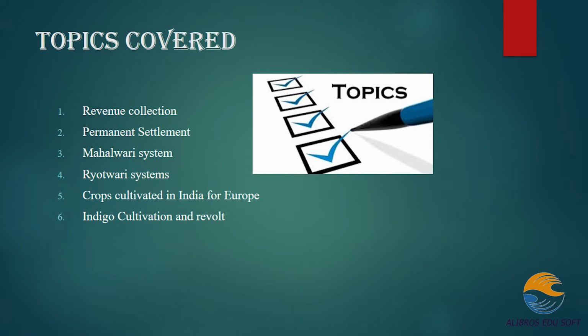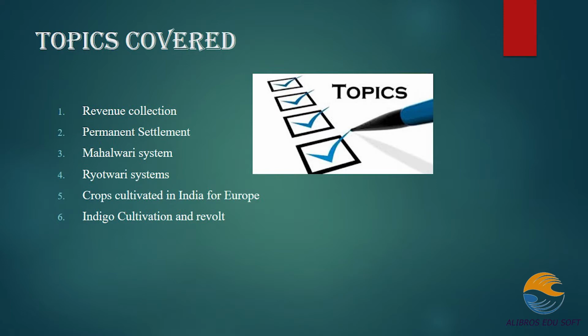In this chapter, we will be dealing with the different types of revenue collections during the period of British rule and the ways the British had taken for improving the revenue they got during that period, and different types of revenue collection methods, different types of settlements like the Permanent Settlement. Then there were some different systems for improving the revenue collection during the British period, and they were the Mahalwari system and the Ryotwari system.